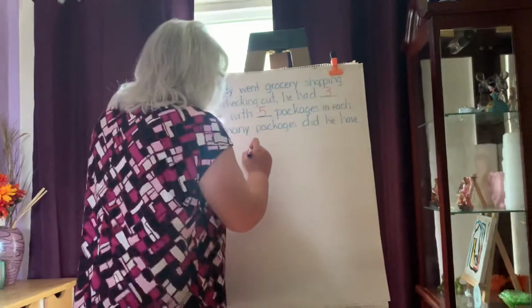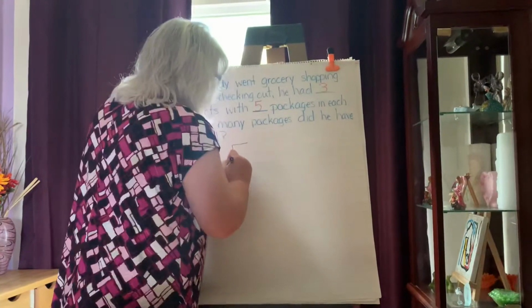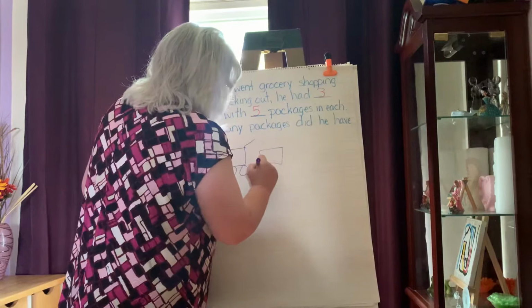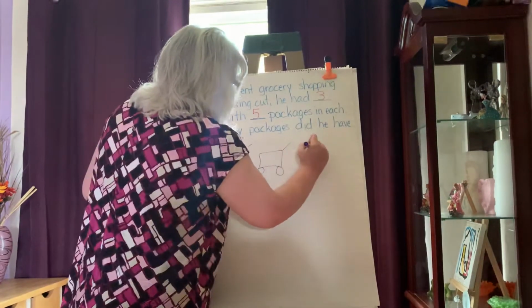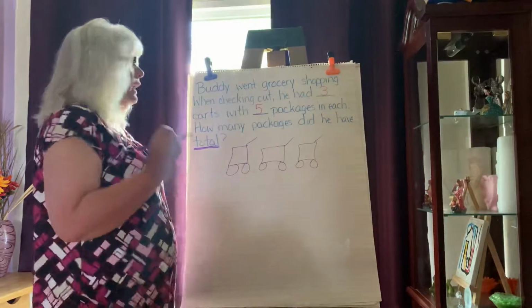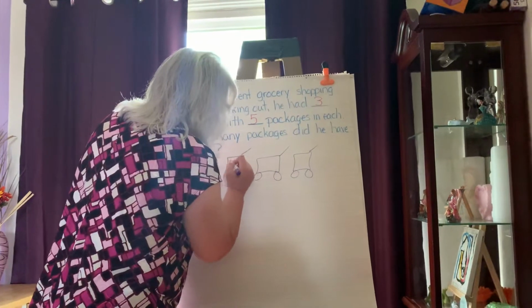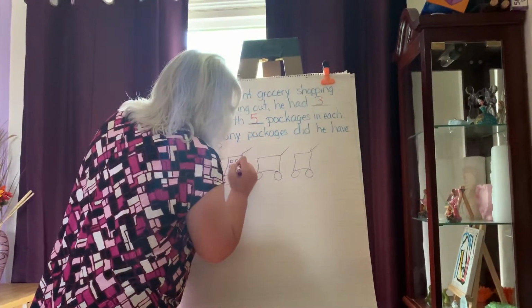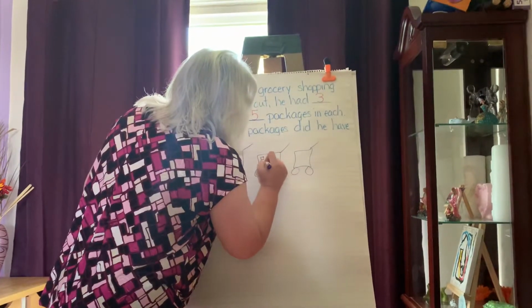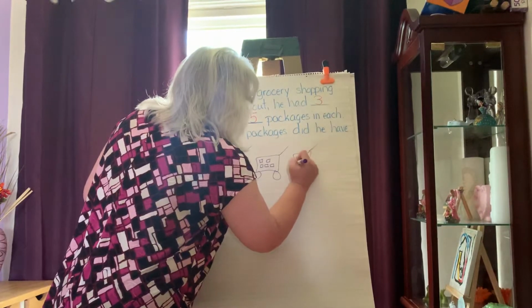We can draw this out. So it's telling you, hey, you have 3 carts. You're going to draw your 3 carts. Mrs. Estes is by no means an artist. 3 carts. In each cart, there were 5 packages. Go ahead and draw your little packages. That's what I'm going to do right now. 5 packages in each, because that's what it's telling you.